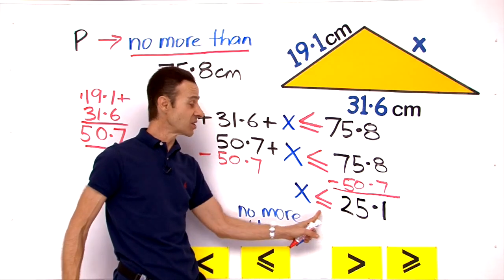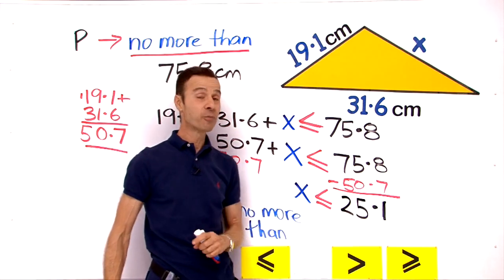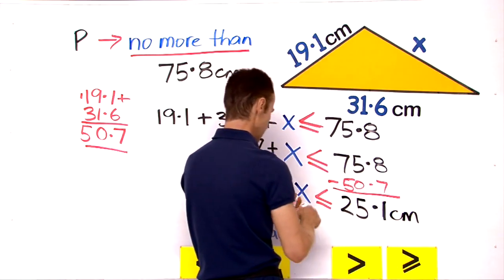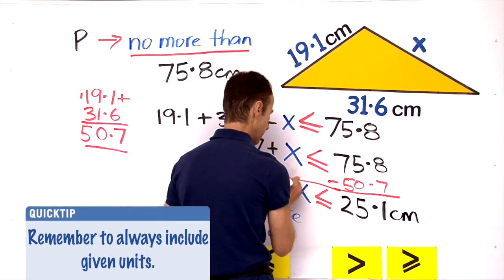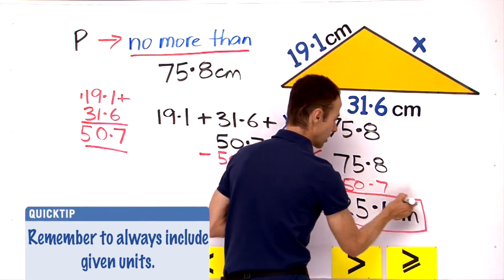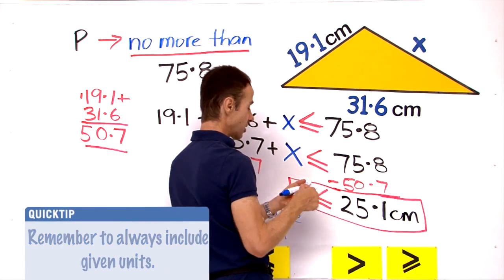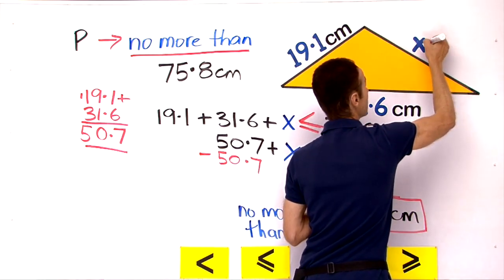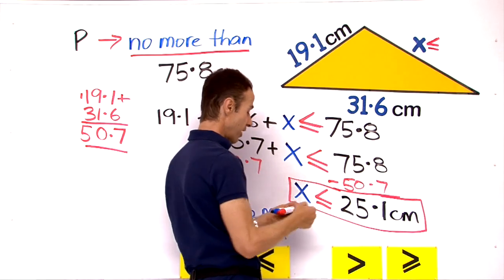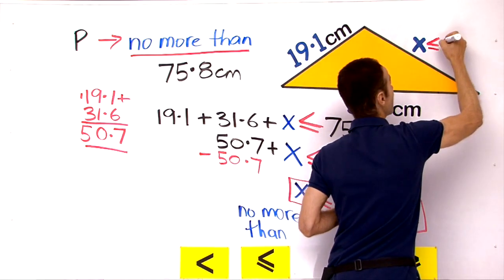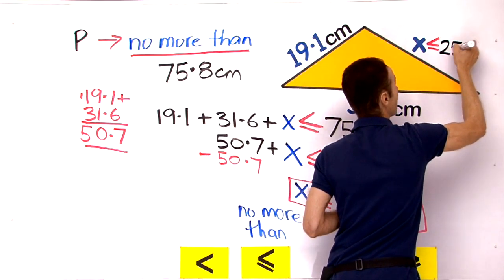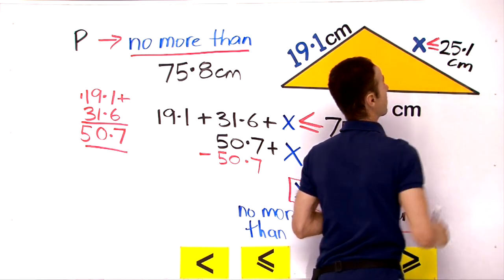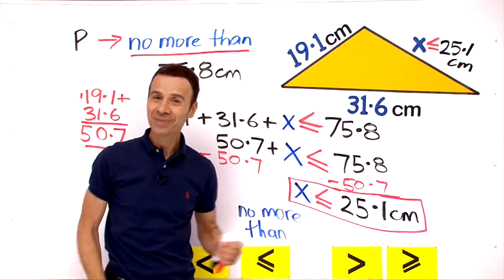Another phrase is X is less than or equal to 25.1 centimeters. So let me just go ahead and box that up. X should be no more than, less than or equal to, no more than 25.1 centimeters. There you go. Hope that helps.